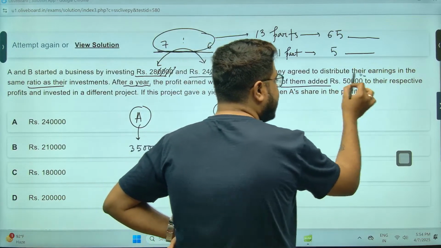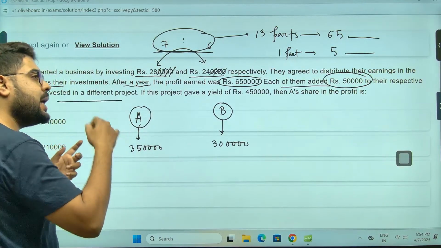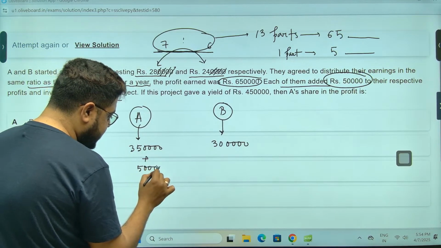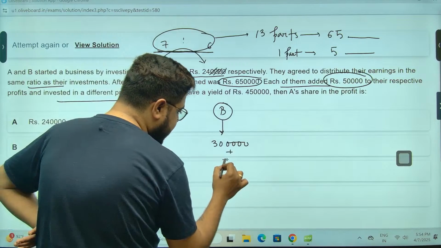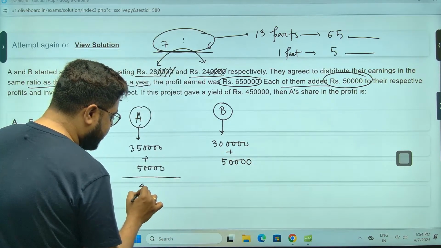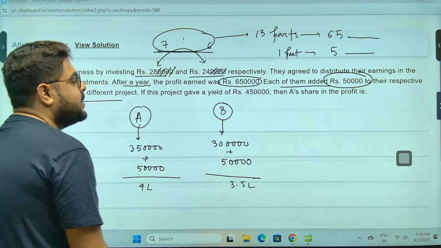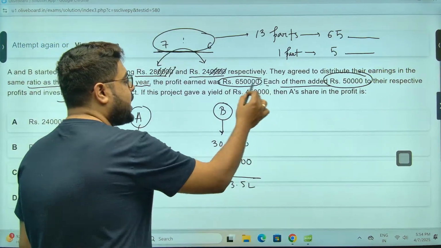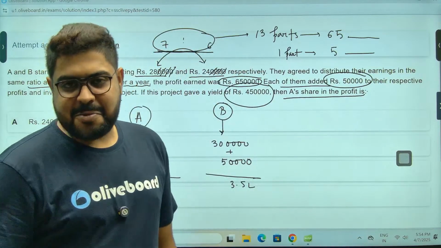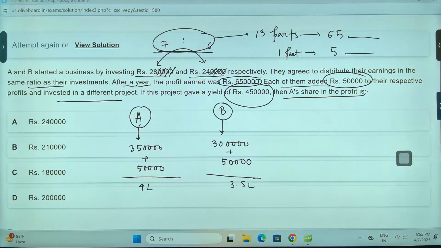Each of them added 50K to their respective profits and invested in another project. So 50,000 here in A, and 50,000 here in B. So now A invested 4 lakhs, B invested 3.5 lakhs. The project yielded 4.5 lakhs. What is A's share in the profit? Wow, such a big profit. Someone give me this, sir.